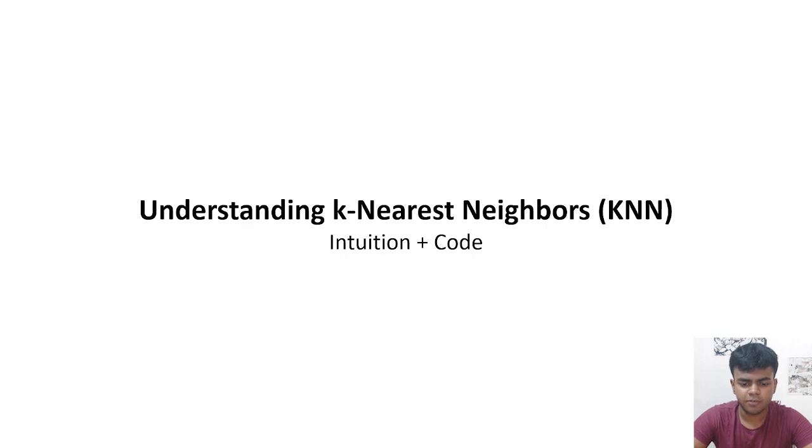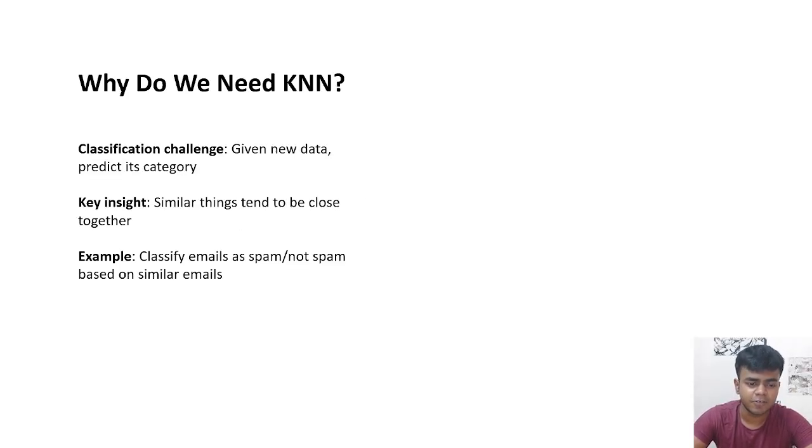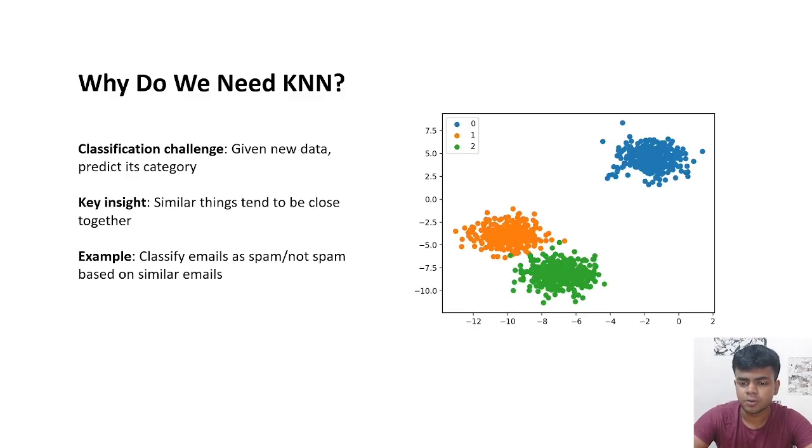So in this video, I will be explaining K nearest neighbor or KNN, its mathematical intuition, code, and implementing it from scratch. So first of all, why do we need KNN? Let's say we are given a new data point and we need to predict its category. For example, let's say there are three classes: let the color blue represent class 0, orange represent class 1, and green represent class 2. When a new point is given, we need to predict its category.